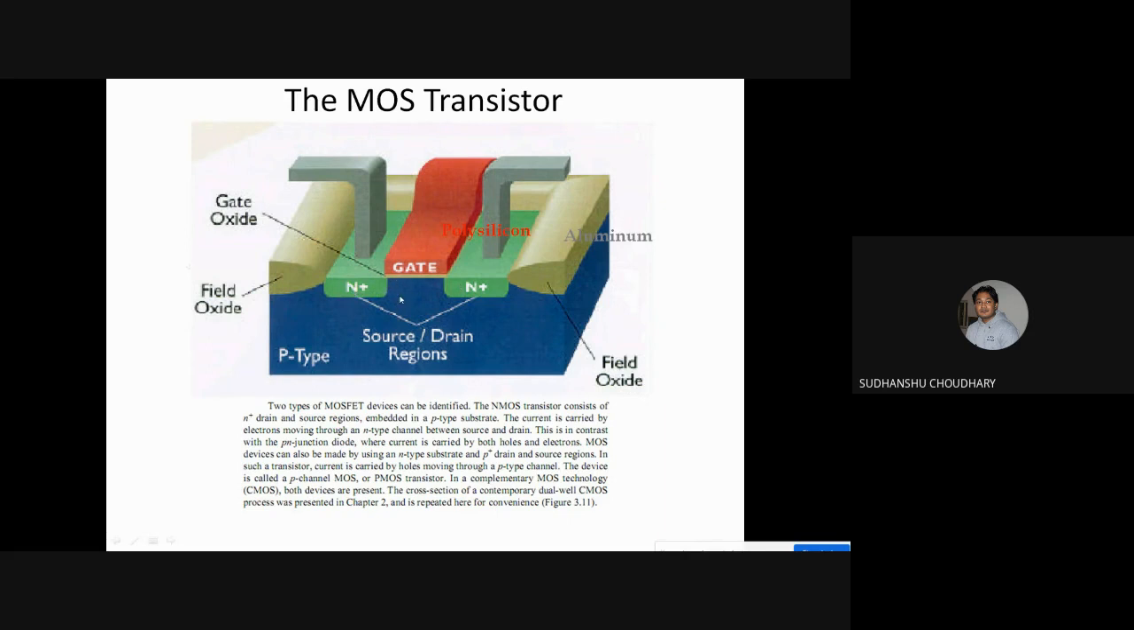Then on this p-type semiconductor, on the gap which you are seeing here, silicon dioxide is deposited. This is a thin layer of silicon dioxide, which will act as an insulator. And then on this silicon dioxide, a polysilicon gate material is deposited. This polysilicon material over the silicon dioxide acts as a gate. So this is actually a MOSFET or MOS transistor.